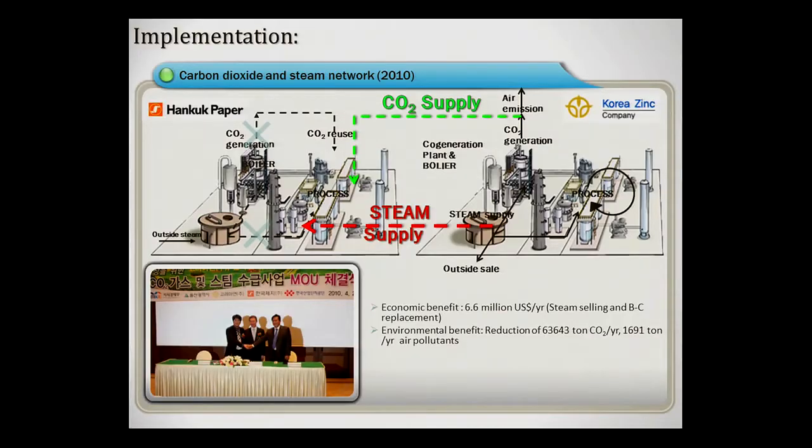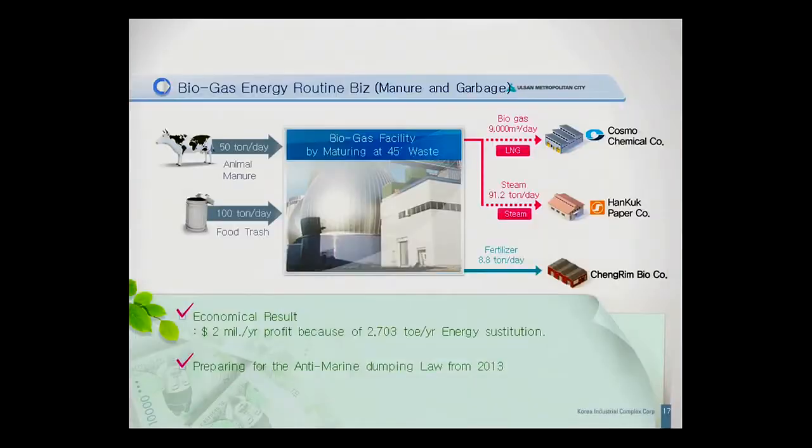There are two companies, Hanguk Paper and Korea Zinc Company. Korea Zinc Company had a lot of leftover steam and CO2, so they had to throw away all those materials. Then Hanguk Paper was able to take these leftovers for their own use. So they had an MOU, and they were able to save a lot of CO2 and steam.